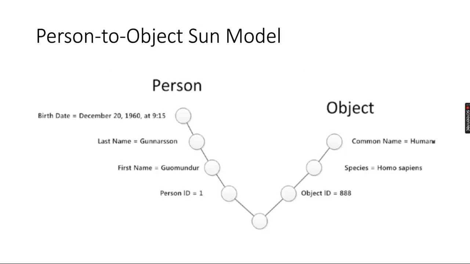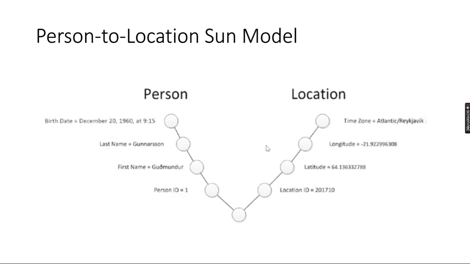So person to object Sun model. Now a person is connected to a particular object. So the person will have the person ID, person will have the first name, last name and the birth date. The object will have the object ID, then the species and the common name. So common name for this is human.